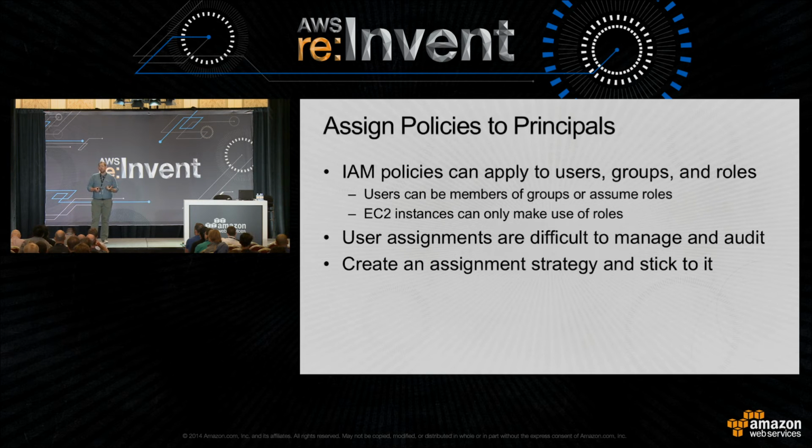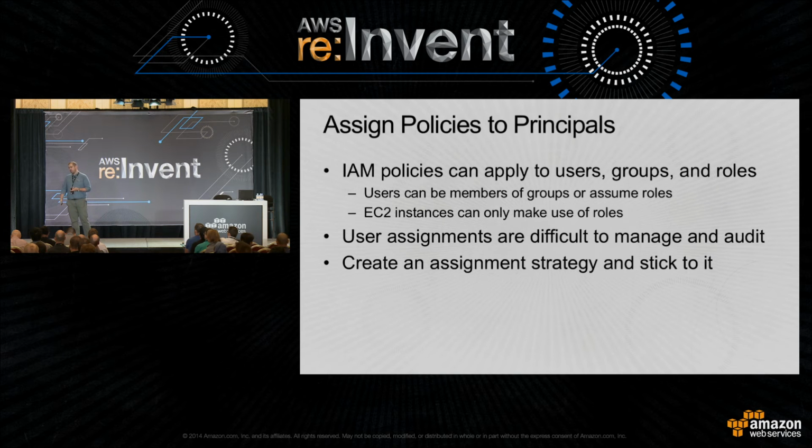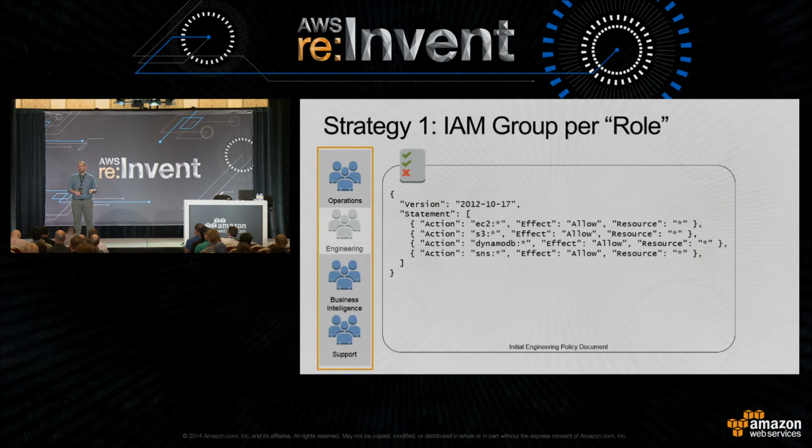So if you give someone direct user assignment to do something very powerful, but you don't generally do that, you're probably going to forget about it at some point and not realize that there's an account with so much power sitting out there. So overall, we need to create an assignment strategy and stick to it so that when we go back through an audit, we know what we're looking for, and we know what should not be there. So let's think through some strategies.